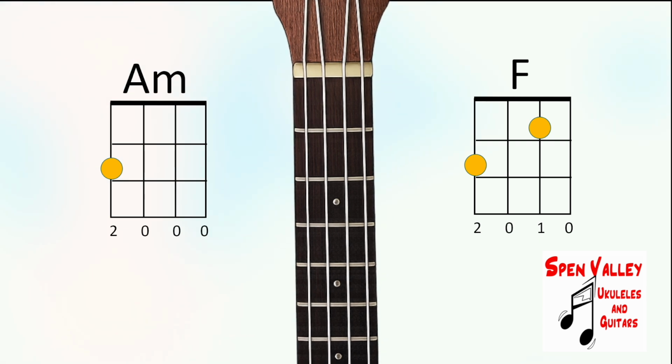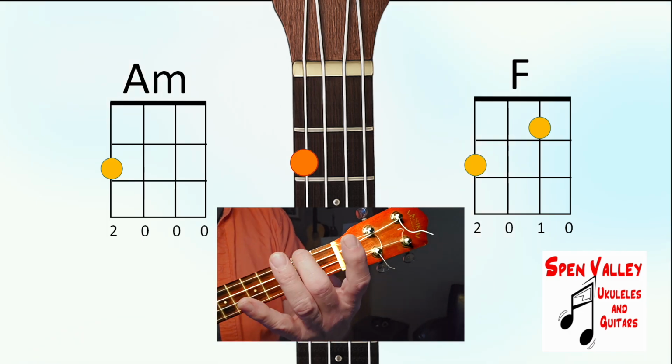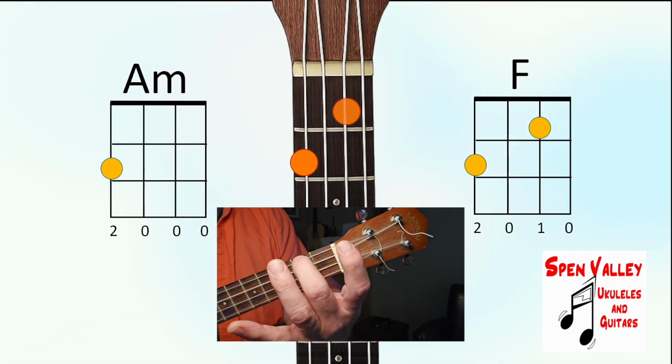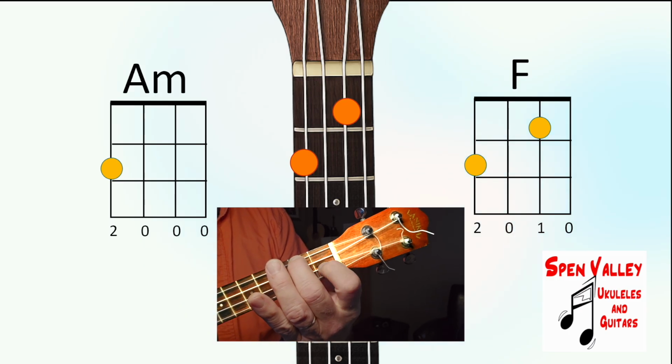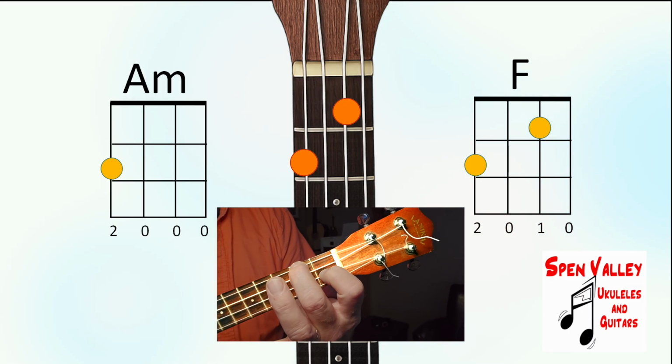Now if you remember, what we said was that to play an A minor chord, you put your second finger, because it's the second fret on the 4th string, so use your second finger. And then the F chord, all you need to do is put an extra finger on the 1st fret of the 2nd string, and that creates the F chord.